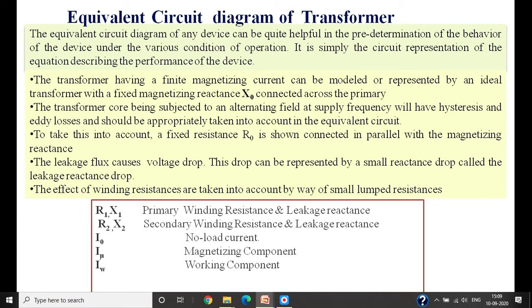here the different parameters used in the transformer representation. R1 and X1 are the primary winding resistance and leakage reactance. Similarly, R2 and X2 are the secondary winding resistance and leakage reactance. I0 is the no load current and I mu is the magnetizing current. IW is the working component of current, which is responsible for the core losses in the transformer. With this nomenclature, I1 and I2 are the primary and secondary currents.